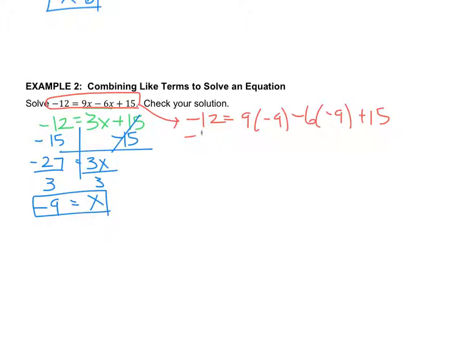So I just do my calculations. So that's negative 81. That is plus 54 because a negative times a negative is a positive, plus 15. So now you just go left to right, calculator out, negative 81 plus 54 plus 15. Luckily, I get negative 12. Now, if you don't get negative 12, then you know you did something wrong.